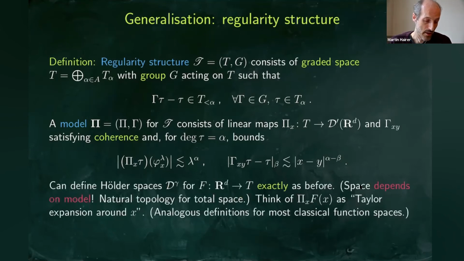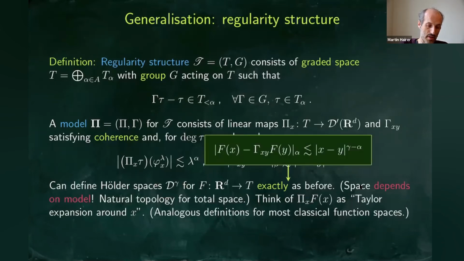And now the definition of the Hölder spaces works, right? So I can define a C gamma function, which now I call D gamma, as simply a map from R^d into T, and exactly as before, the definition is just that f of x minus gamma xy f of y should be bounded by |x minus y| to the gamma minus alpha. So here the component in T alpha should be bounded by |x minus y| to the gamma minus alpha. Okay, so that's exactly the same definition as before.